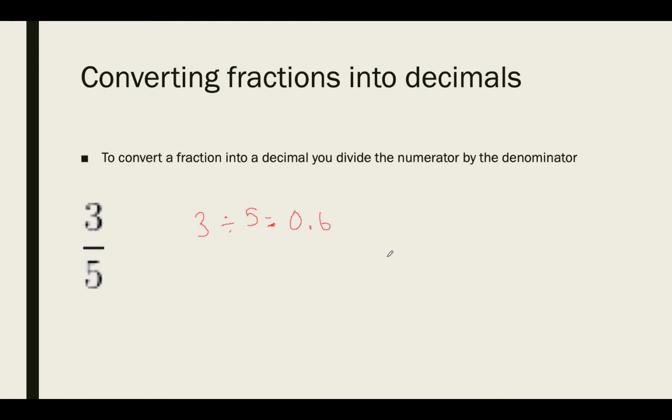Now if you didn't have a calculator with you, you could always use the bus stop method as well. So you'd put the 5 on the outside and the 3 on the inside, and you'd see how many times 5 fits into 3. 5 doesn't fit into 3, so you carry the 3 on to the next one, and it's how many times does 5 fit into 30, and it fits in 6 times with no remainder, so the answer is 0.6.